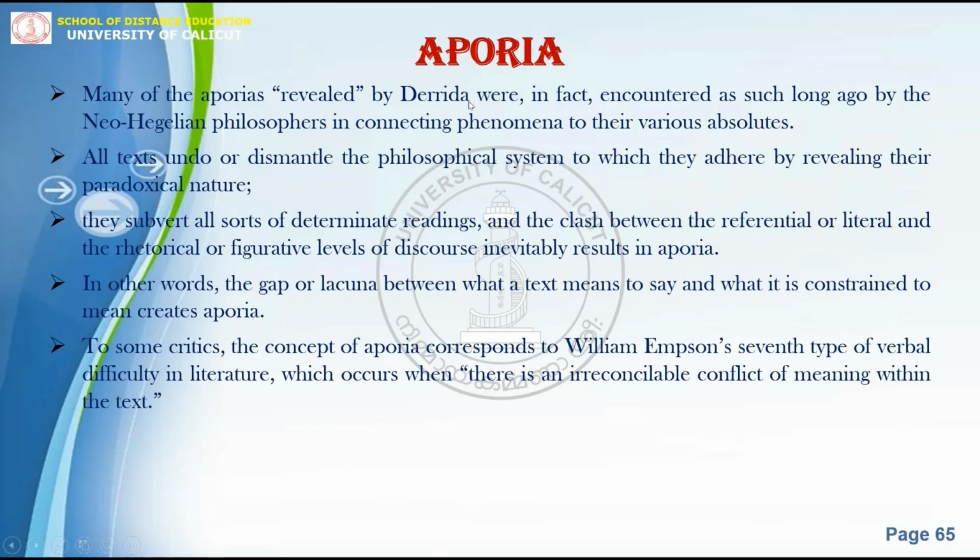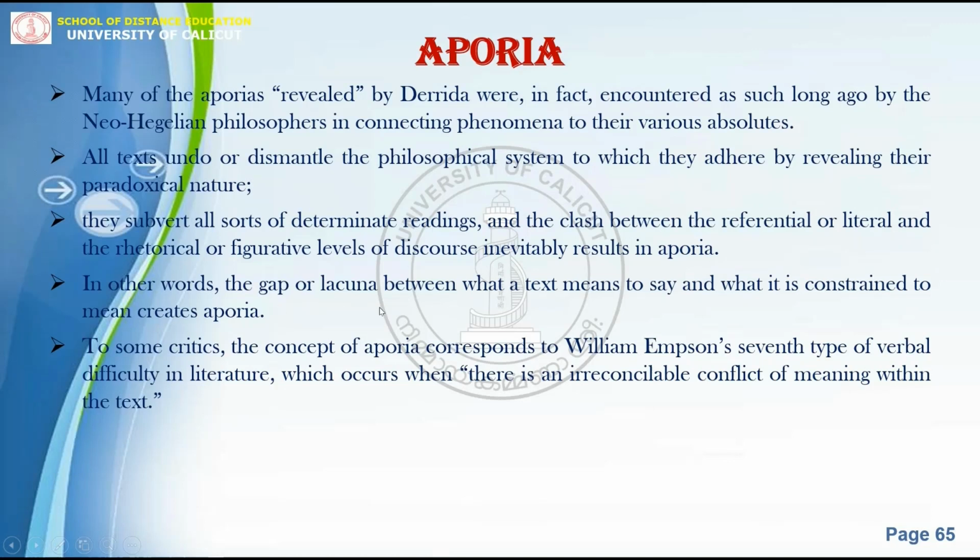Many of the aporias revealed by Derrida were in fact encountered as such long ago by the neo-Hegelian philosophers in connecting phenomena to their various absolutes. All texts undo or dismantle the philosophical system to which they adhered by revealing their paradoxical nature. They subvert all sorts of determined readings, and the clash between the referential or literal and the rhetorical or figurative levels of discourse inevitably results in aporia, that is, a gap or a black spot.